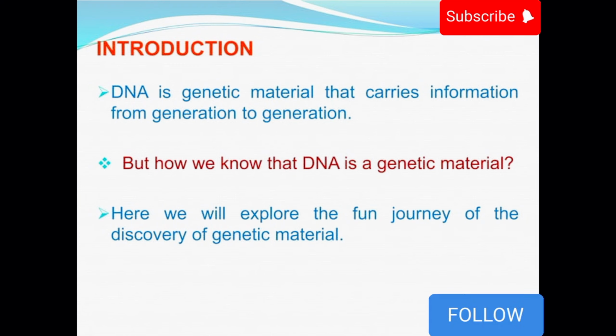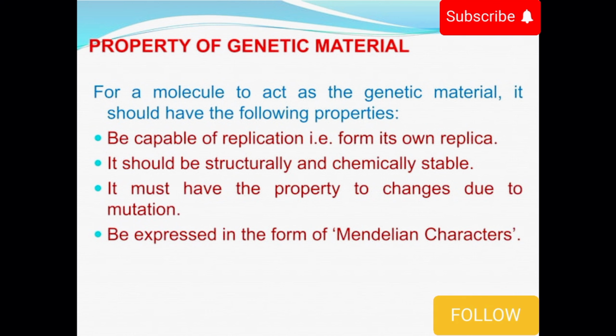We know that protein plus DNA produce the chromosome. So either protein or DNA, or both of them, are responsible for heredity. With the help of experiments, we prove that DNA is a genetic material. There are certain properties of genetic material. We know that DNA is a molecule. To act as a genetic material, it should have the following properties. Be capable of replication from its own replica.